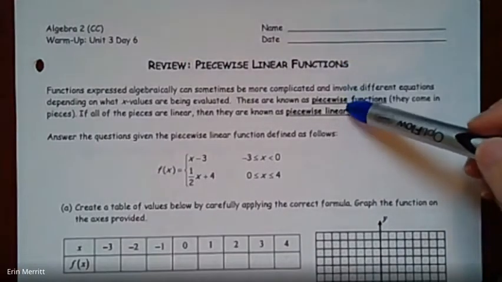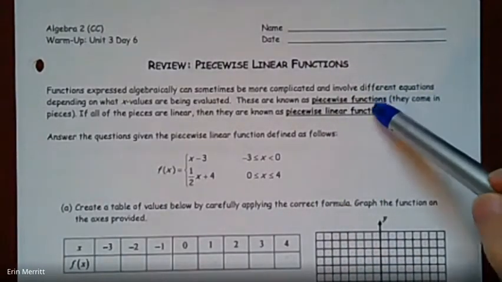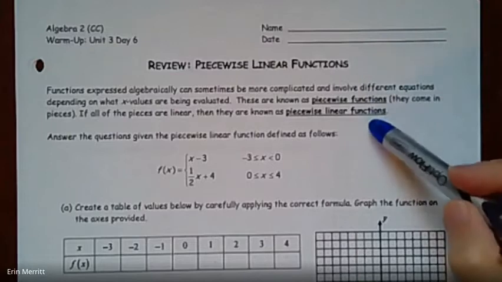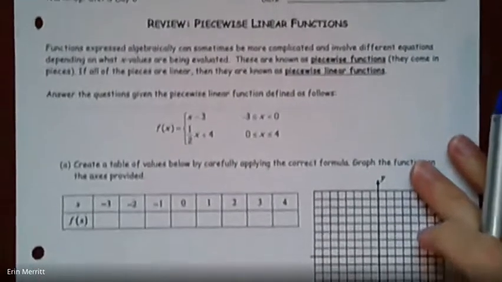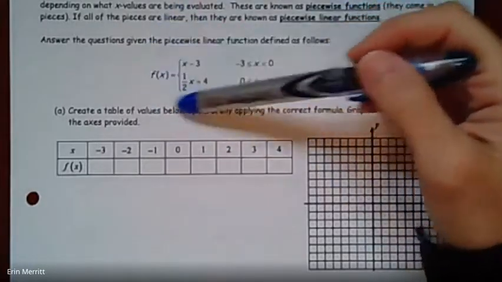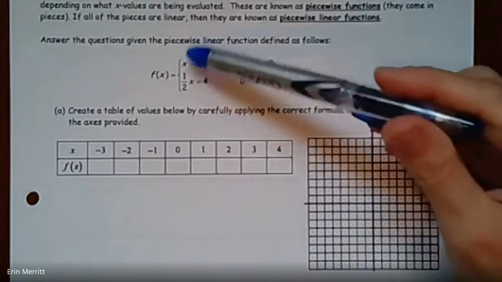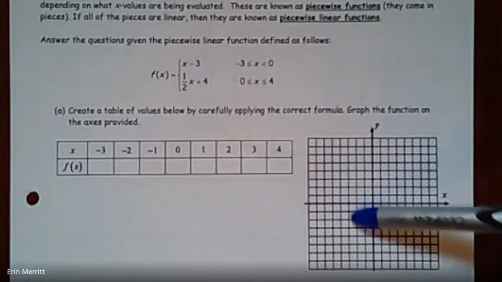So when you have a function that can be broken up into multiple little lines or shapes, that's typically called a piecewise function. We're going to be looking at piecewise linear functions, just meaning all of the parts are lines themselves, right? So for the first one, can we sketch this, come up with the values, and then graph it over here?